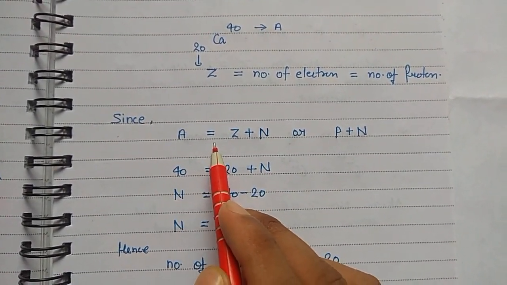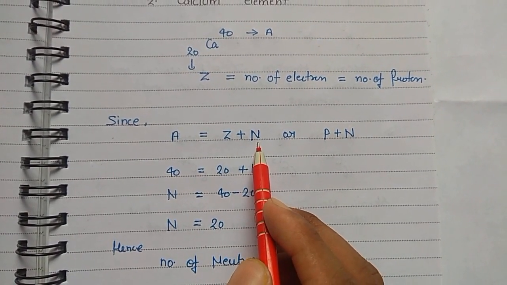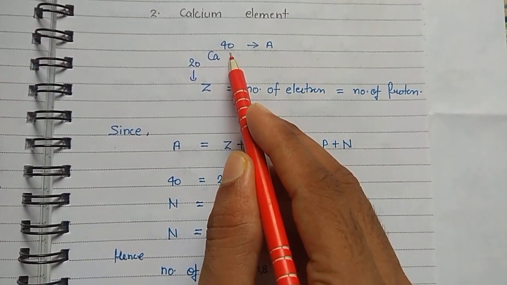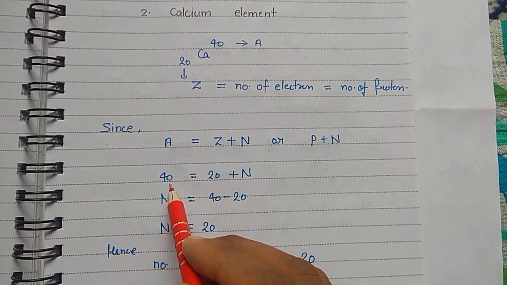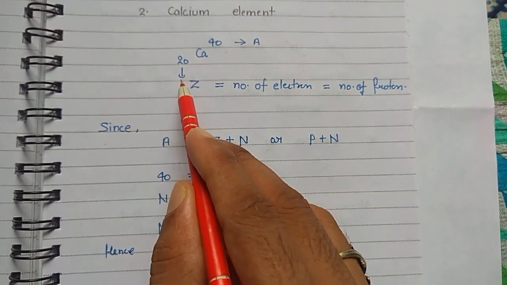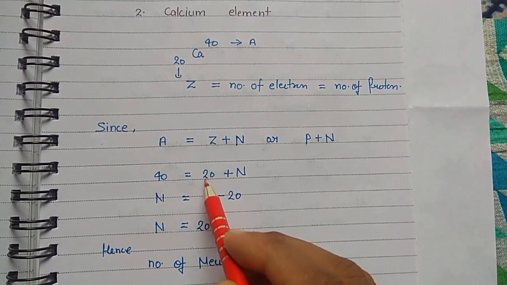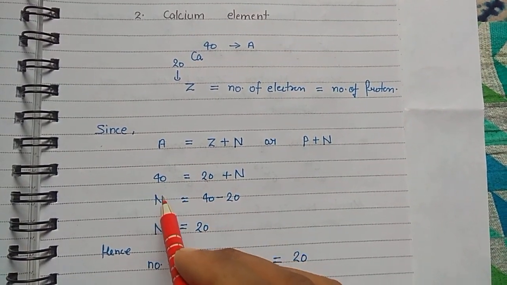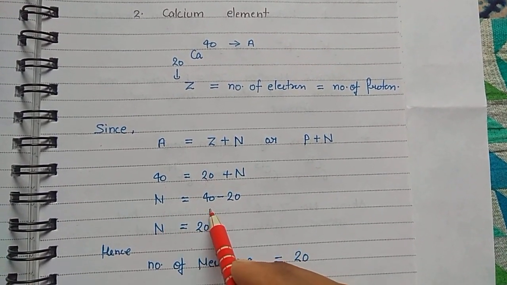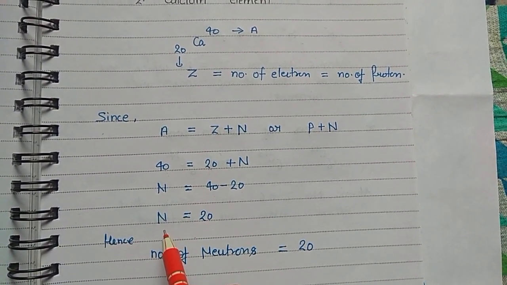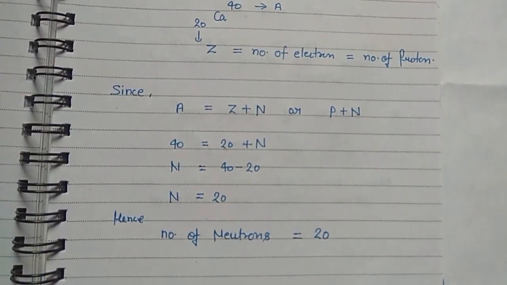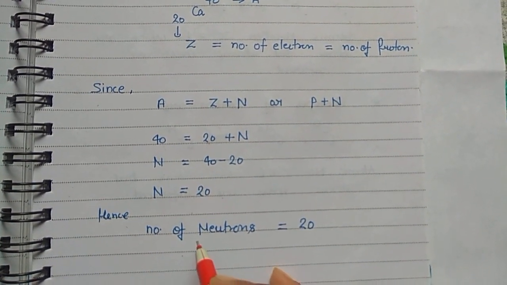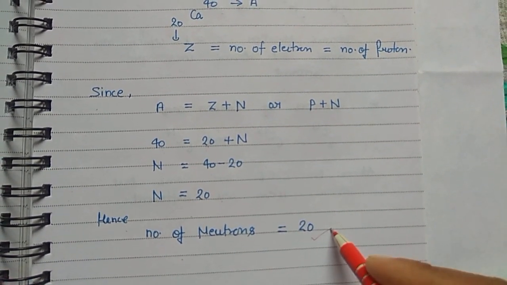Since atomic mass is equal to atomic number plus number of neutrons, or protons plus neutrons, now the atomic mass of calcium is 40, so write 40 at the place of A, and the atomic number is 20, so write 20 at the place of Z. Then neutron is equal to 40 minus 20, so N is equal to 20. Hence the number of neutrons present in the nucleus of the atom is 20.